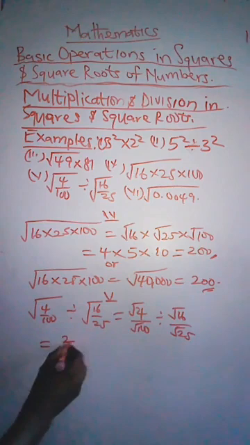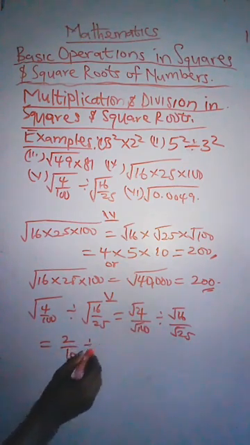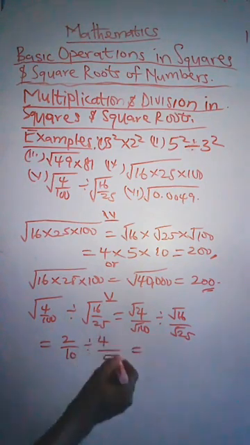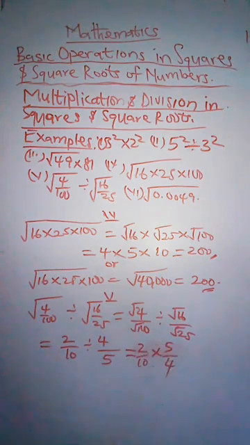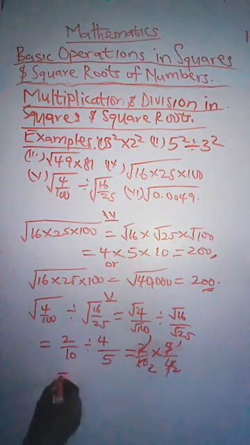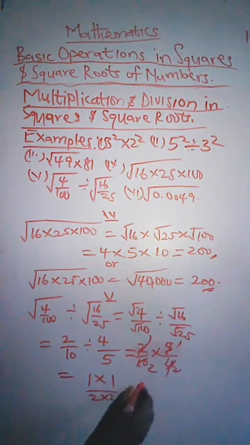Square root of 4 will give you 2. Square root of 100 will give you 10. Divided by square root of 16 will give you 4. Square root of 25 will give you 5. Then you interchange it. This will be 2 over 10 times 5 over 4, right? 5 here 1, 5 here 2, 2 here 1, 2 here 2. So you have 1 times 1 over 2 times 2. This is 1 over 4.